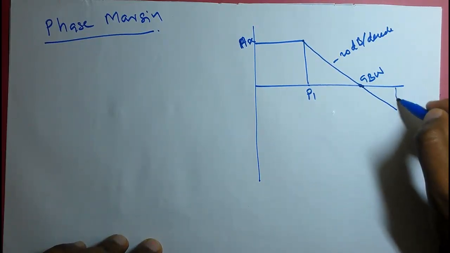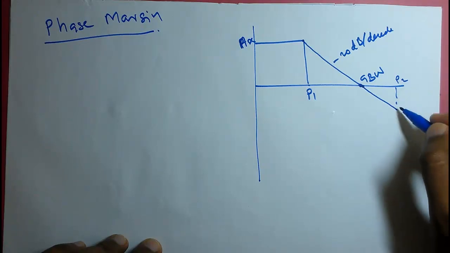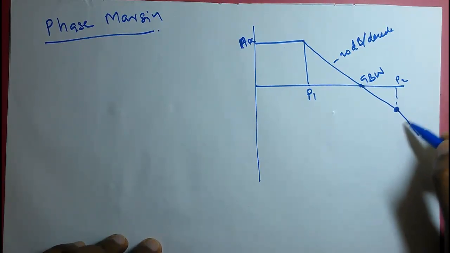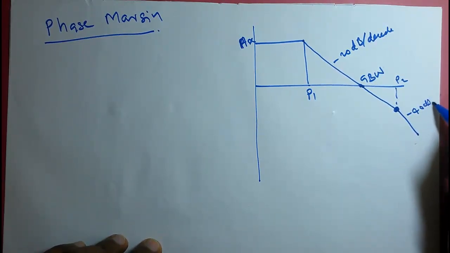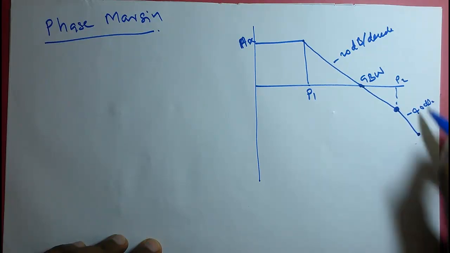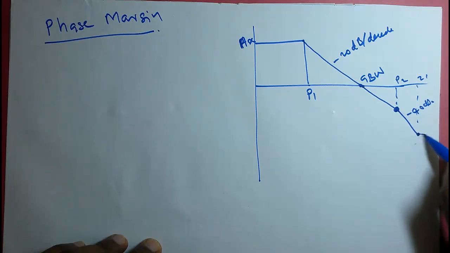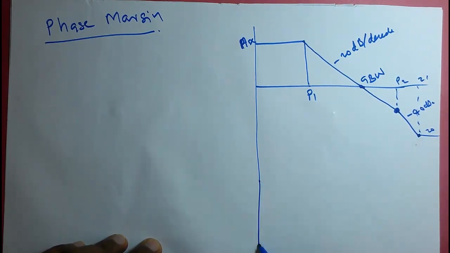Actually, the second pole P2 should come after the gain bandwidth product. After this second pole we have more slope, minus 40 dB per decade. After that we have a zero, that is Z1. After that again we go to 20 dB per decade. So this is what ideally we want.